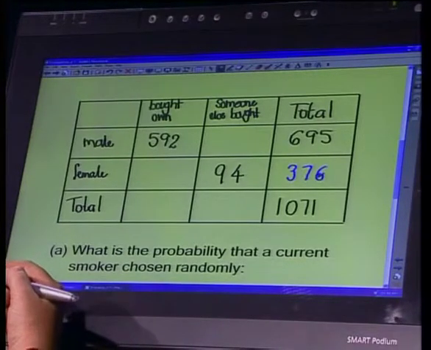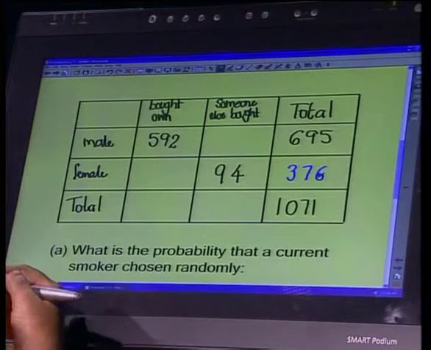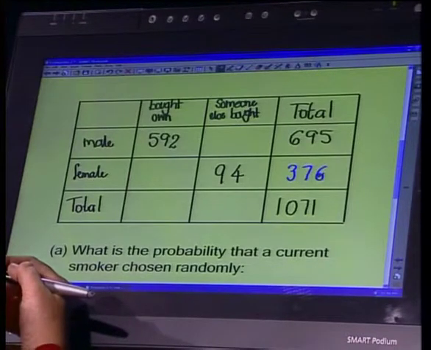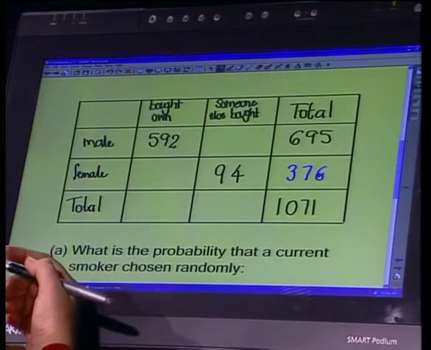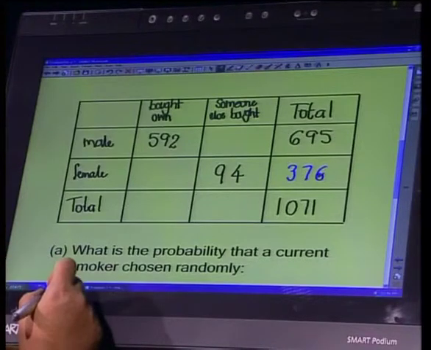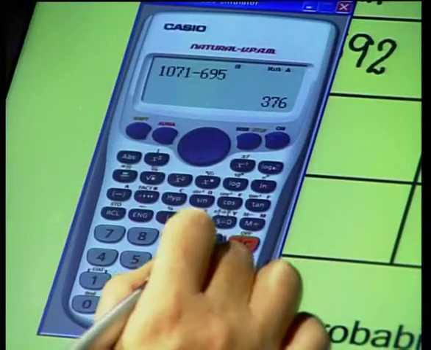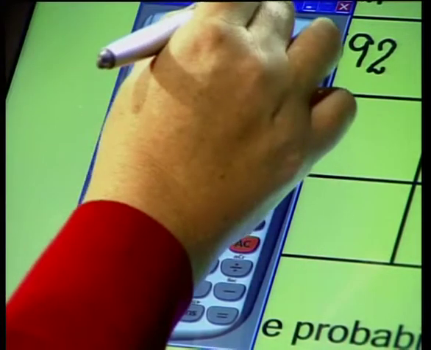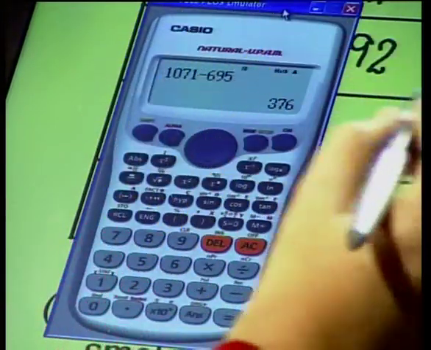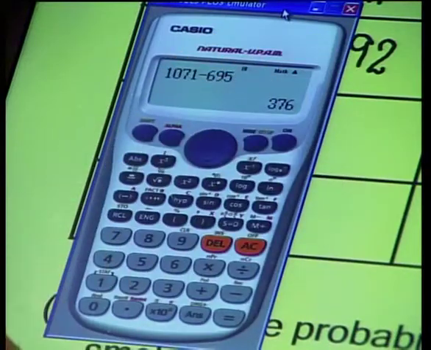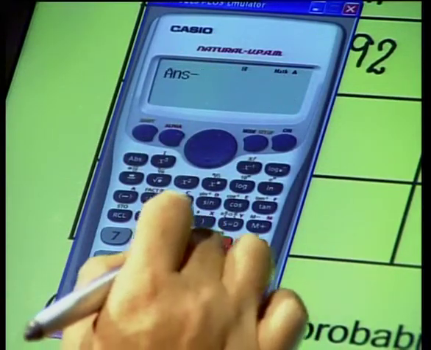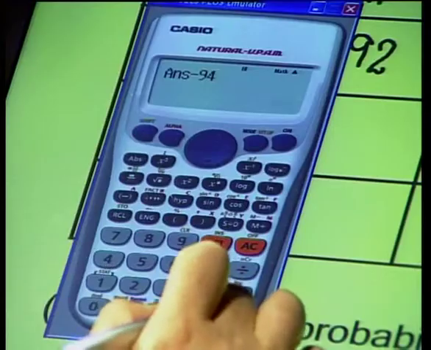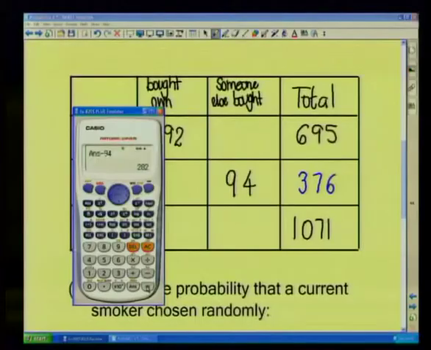I now know that the total number of females is 376, and I know that 94 of them got somebody else to buy their cigarettes for them. So how many of them would have actually bought their own? Now, the easiest way, again, is to get our calculator out. We've got our 376 there already, and I want to actually find out what is the missing number. So I need to take off my 94, and I end up with 282.